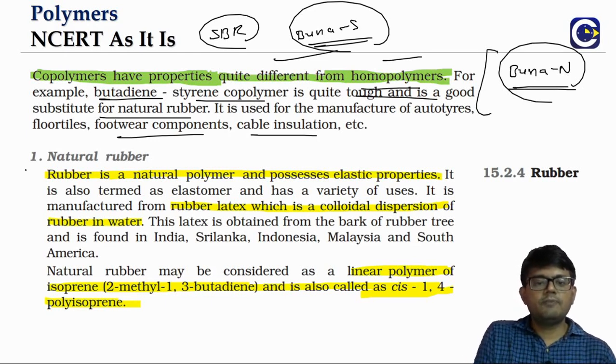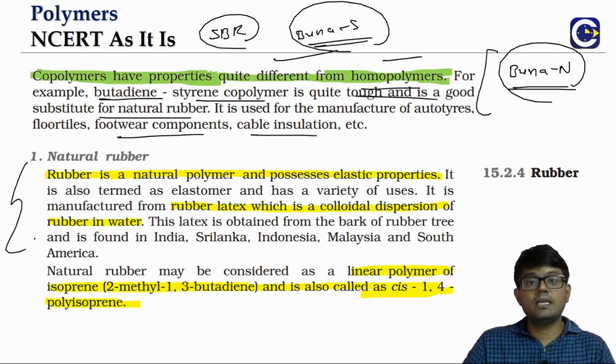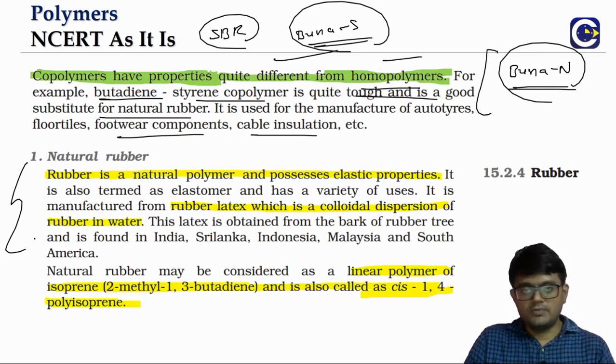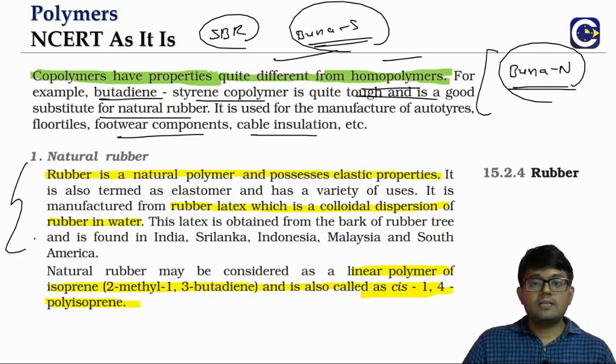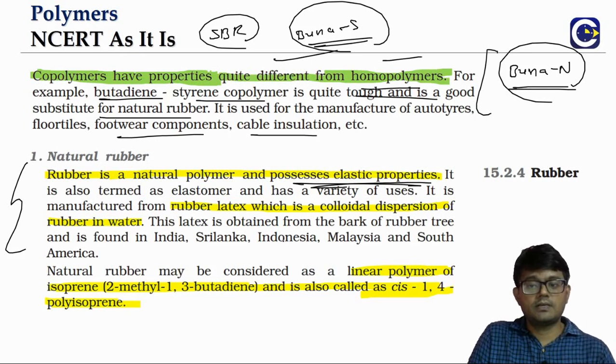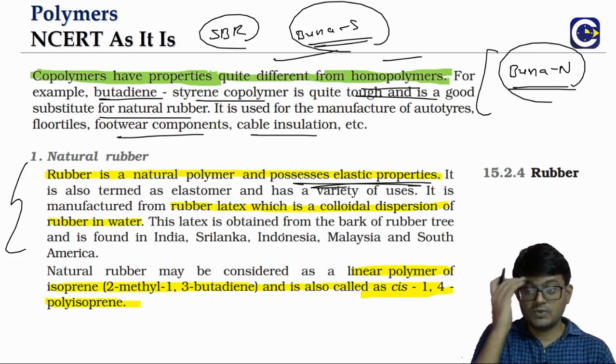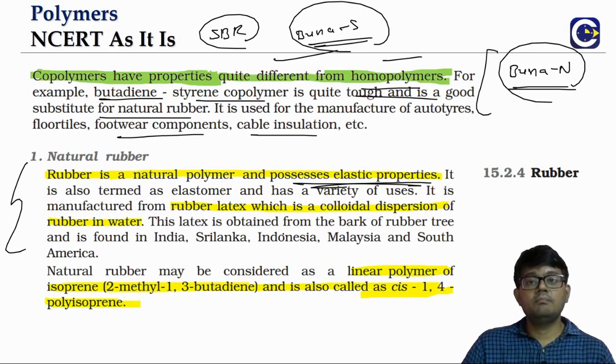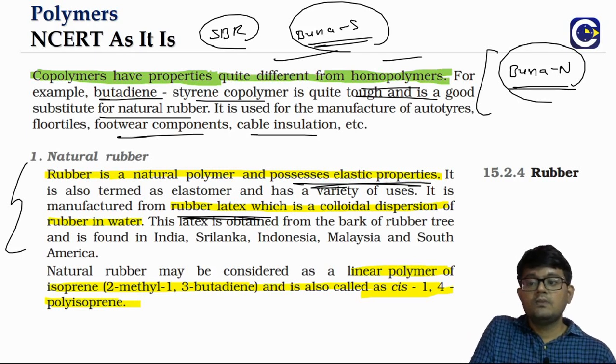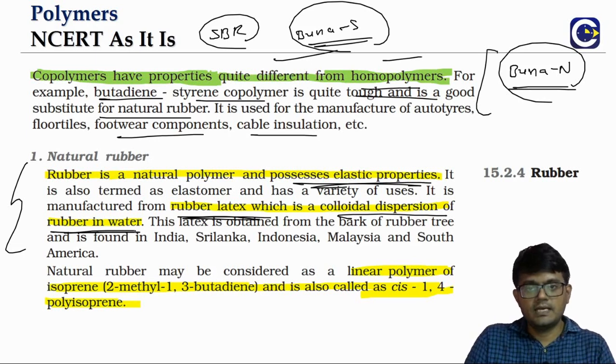Okay, but before we go to the synthetic rubbers, let us look at the natural rubber. What is a natural rubber? It is a natural polymer. We obtain this naturally. A natural rubber has got elastic properties. That is why we categorize it as what? Elastomer. The intermolecular forces are weak van der Waals forces. Okay. So how do we manufacture this? It is manufactured from the rubber latex, which is what? A colloidal dispersion of the rubber in water.